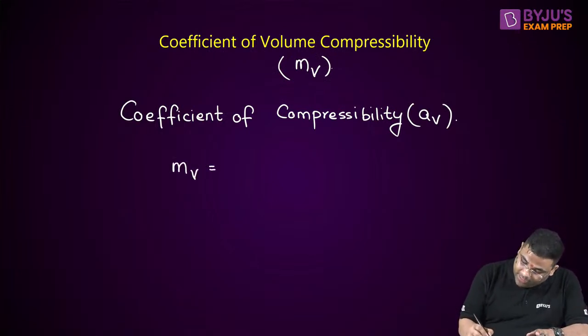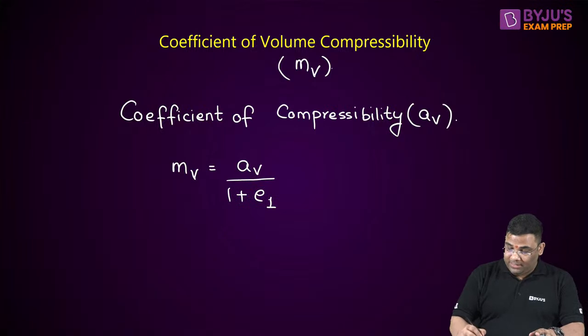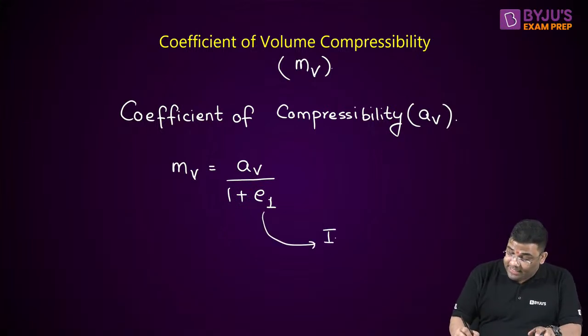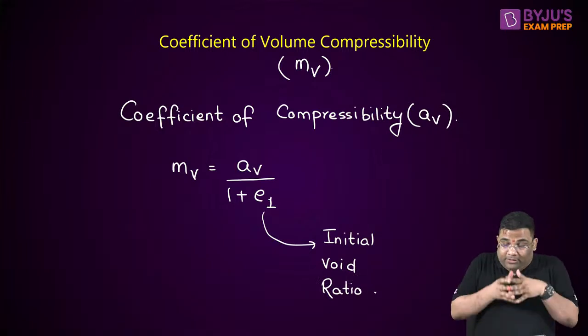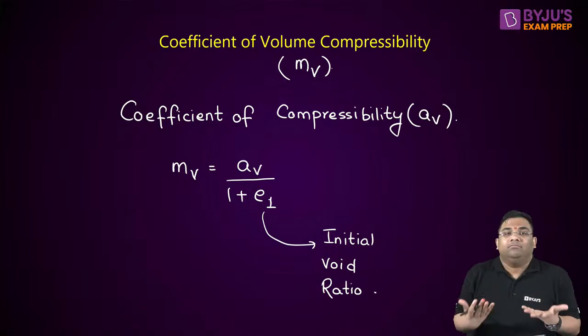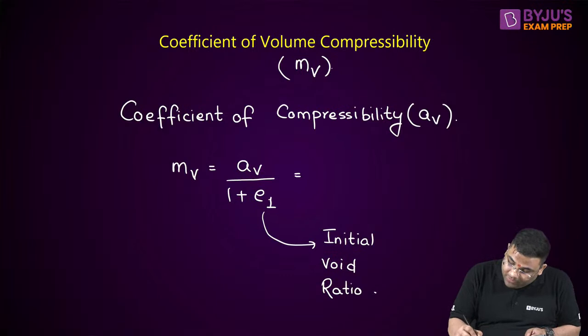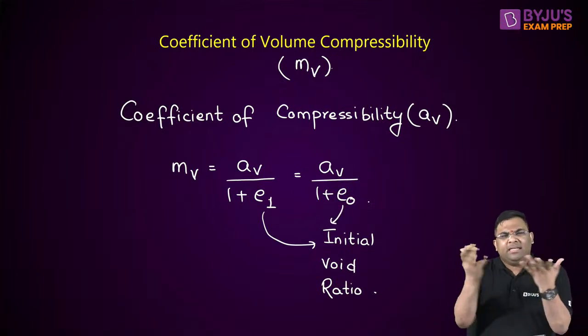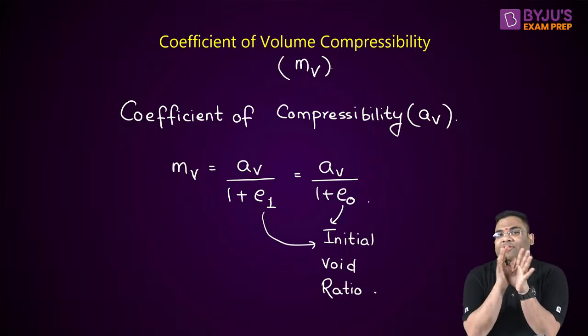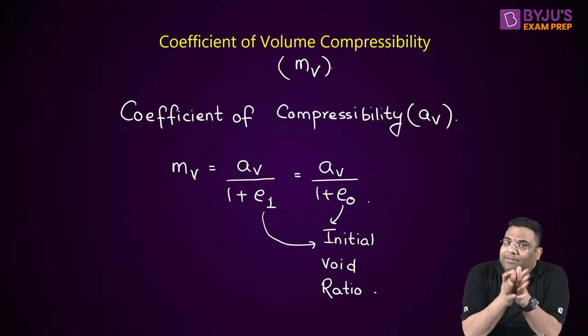It's a very straightforward relation. MV is equal to AV divided by 1 plus e1. This e1 was your initial void ratio. So if you can find out AV, the coefficient of compressibility, just divide by 1 plus e1, you will get your MV. Some books write this also as AV by 1 plus e0. I told you some books write e naught as the initial void ratio, some books write e1. That is fine. That is just a difference in notation. It means the same thing, right?